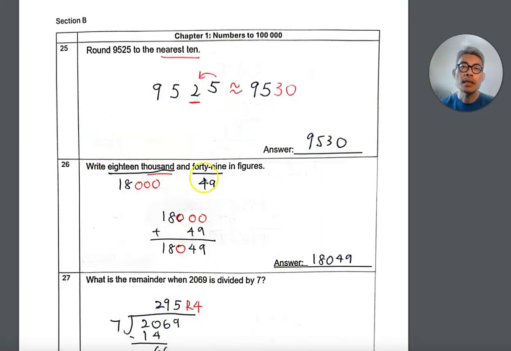Next one, write 18,049 in figures. So this is 18,000. 1,000, you have 3 zeros, then 18 is just 18. 49 is just here. I just add them together. I have this. A common mistake will be missing out this 0. If you miss out the 0, it becomes 1849, and that will be wrong.